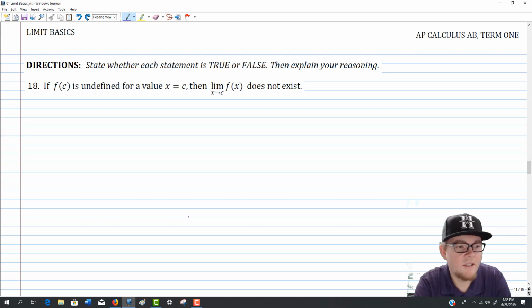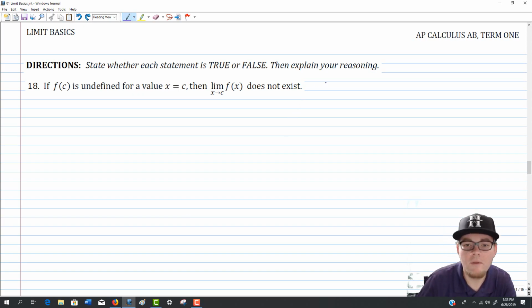Next, that brings us to question 18, the final true-false question we're going to look at. It says, state whether each statement is true or false, then explain your reasoning. So in 18, it says, if f of c is undefined for value x equals c, then the limit does not exist. And this statement, I will tell you right now, without any investigation first, is very much false.